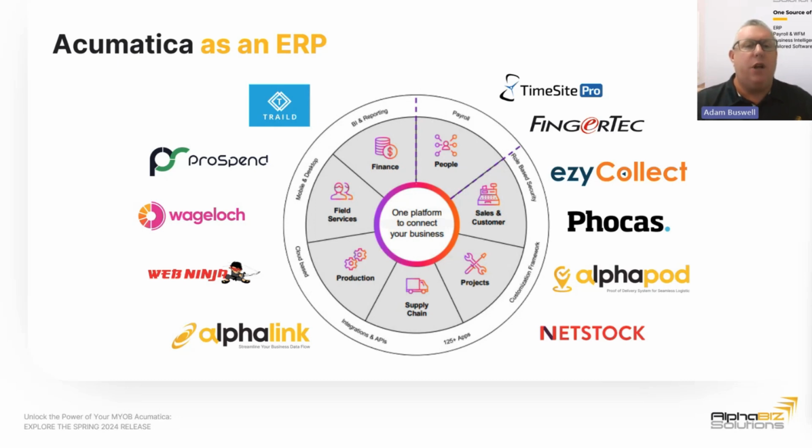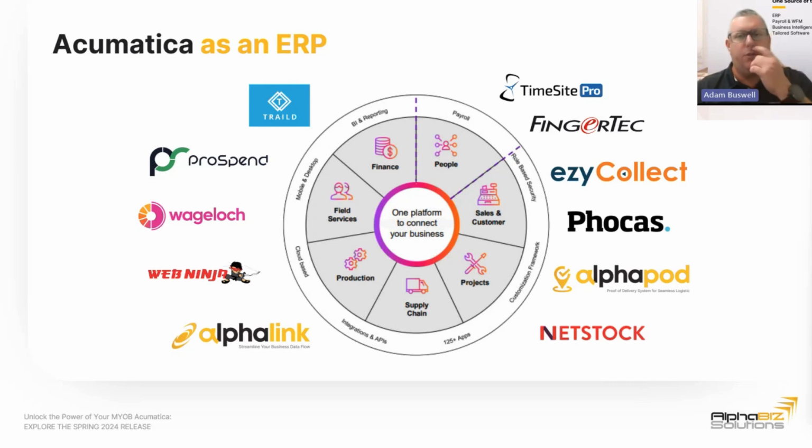So we've got AlphaLink, which is a middleware component that we offer to a lot of clients, where they may need integration into other independent software vendors that don't integrate with MYOB yet. And we are getting a lot of traction and interest at the moment with AlphaPod, which is our proof of delivery system. It can be used for our clients in the distribution space for pickups at their location, or for deliveries as well. So we are finding a lot of traction with our AlphaPod program.